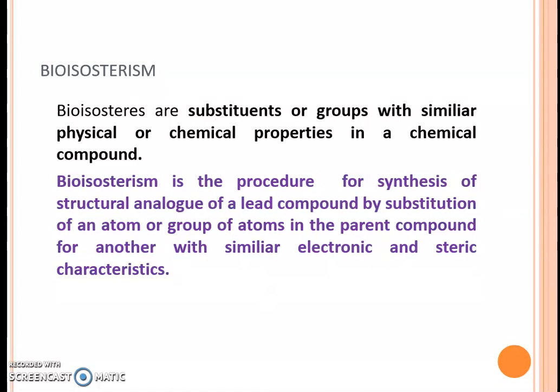Next property is bioisosterism. So first of all, let us see what bioisosters are. Bioisosters are the substituents or groups with similar physical or chemical properties in a chemical compound. The groups showing similar physical and chemical properties are called bioisosters. And bioisosterism is the procedure for synthesis of a structural analog of a lead compound by substitution of an atom or group of atoms in the parent compound with another with similar electronic and steric characteristics.